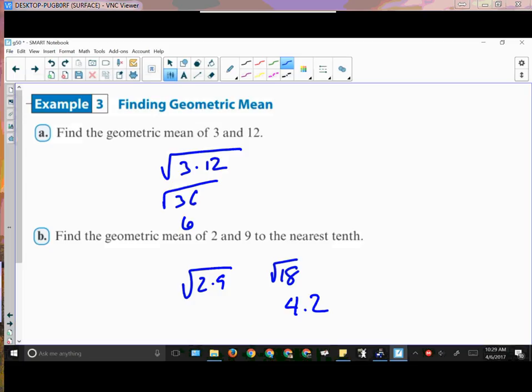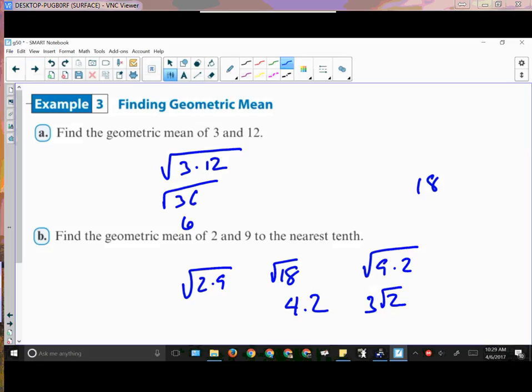If they tell you to write it in radical form, does 18 have a factor that's a perfect square? 9. So that means it's the square root of 9 times 2. What's the square root of 9? 3, square root 2. And there you go.